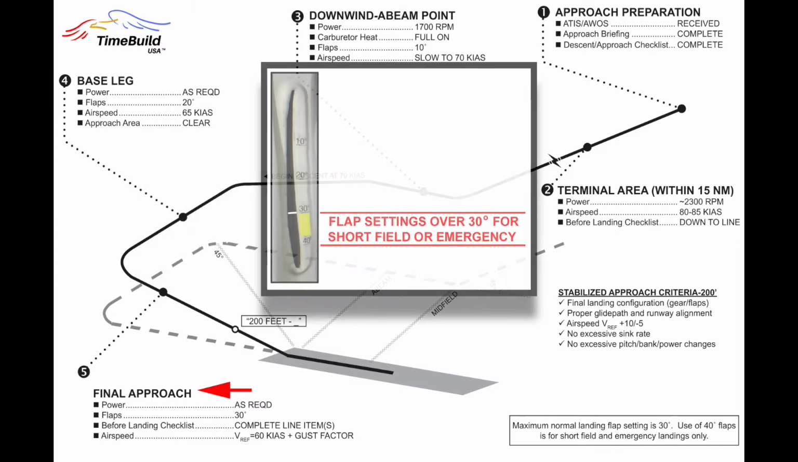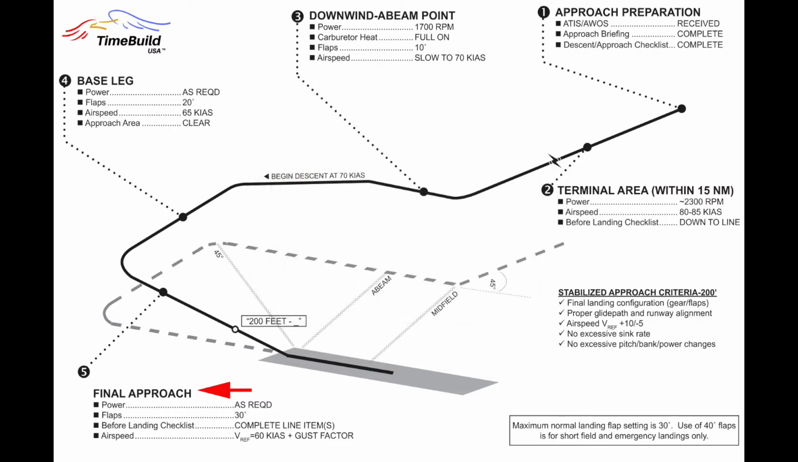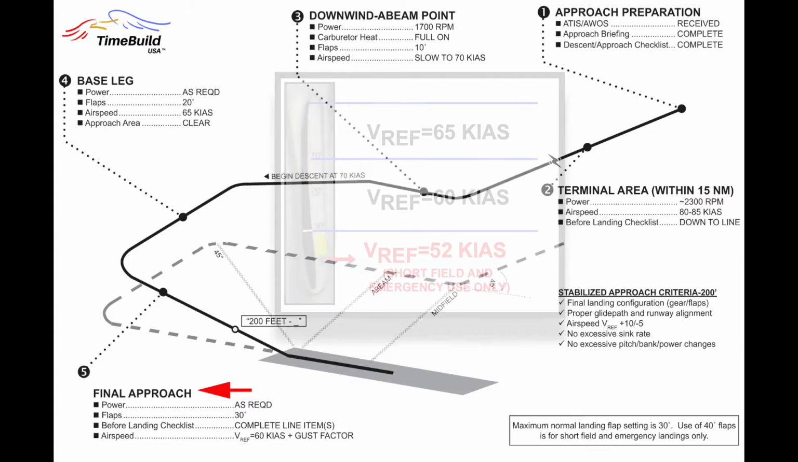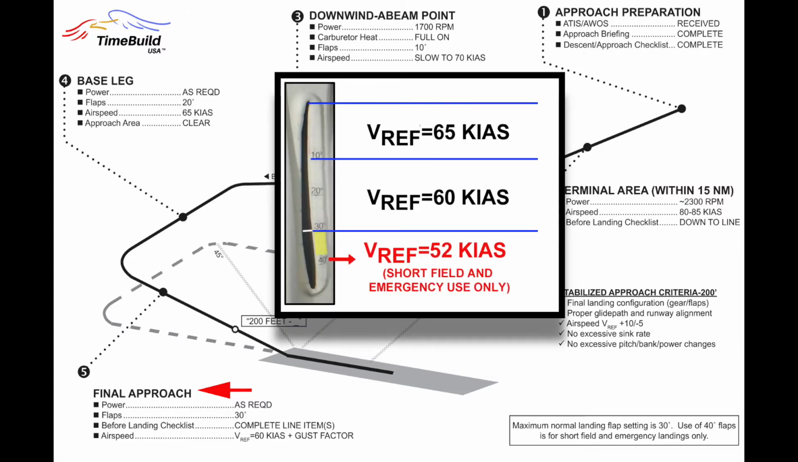The use of 40-degree flaps is only permitted for short field operations or emergency landings. The significant drag created by 40 degrees of flaps on the Cessna 150 can reduce go-around performance and make a climb impossible should the pilot be unable to retract the flaps due to a flap motor failure or other malfunction. A final approach speed of 60 knots is appropriate when using a flap setting over 10 degrees. For approaches with 10 degrees or less of flaps, the final approach speed should be increased to 65 knots.